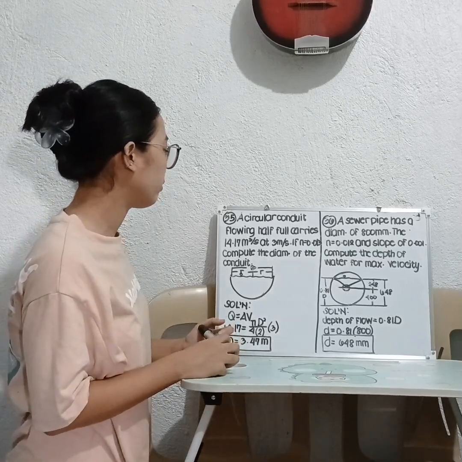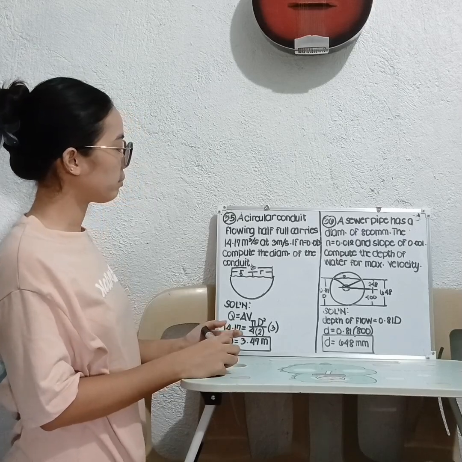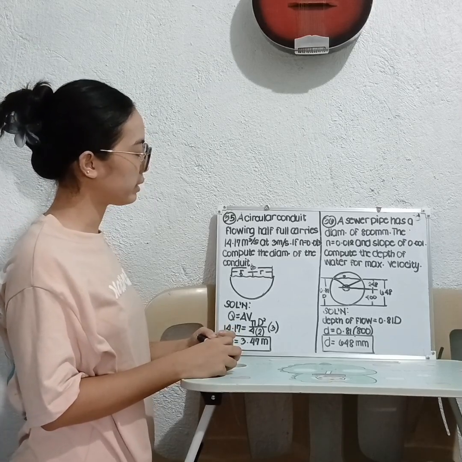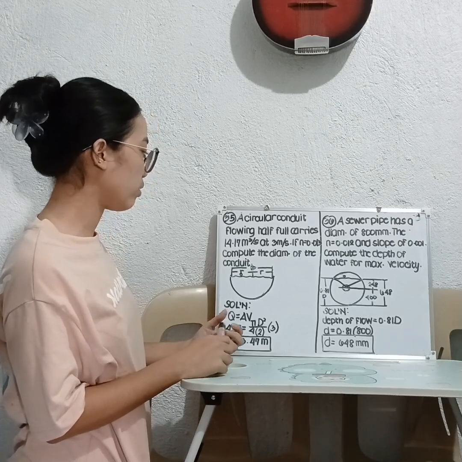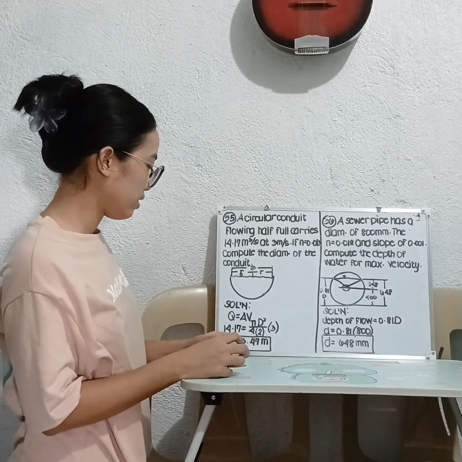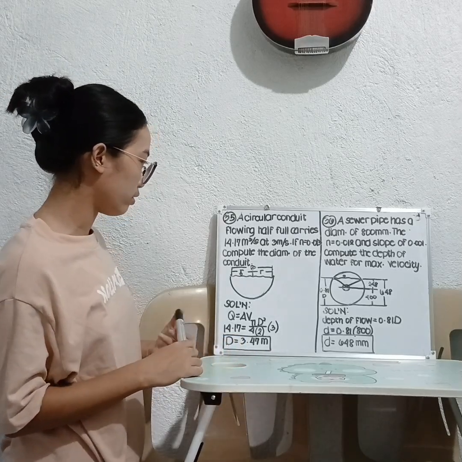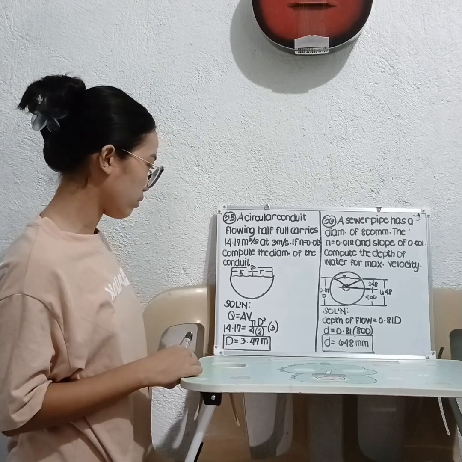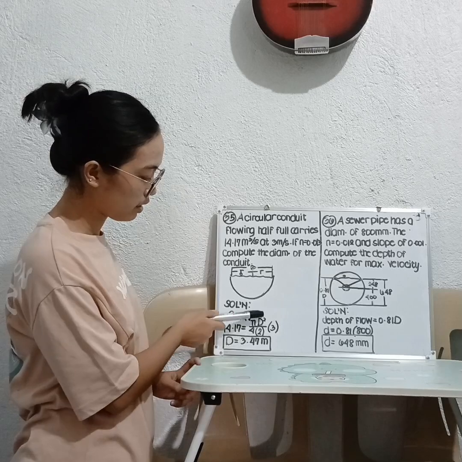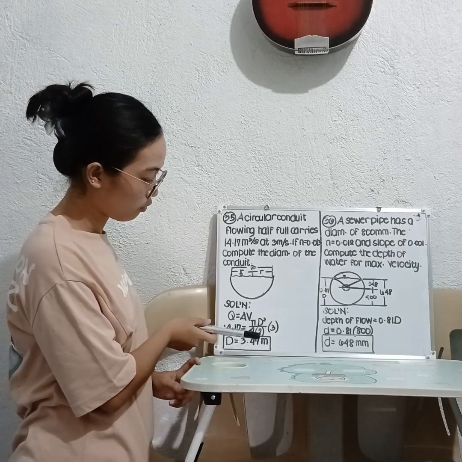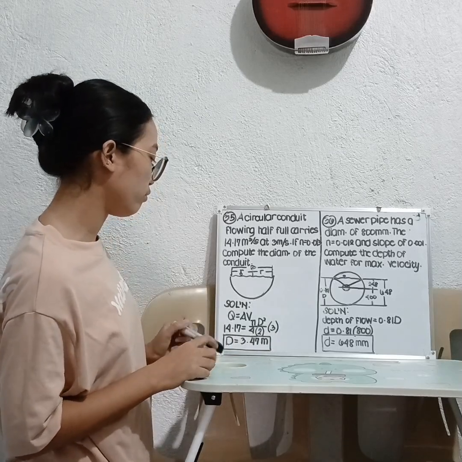A circular conduit flowing half full carries 14.17 cubic meters per second at 3 meters per second. If the roughness coefficient is 0.013, compute the diameter of the conduit. We have Q equals area times the velocity. Our flow rate is 14.17 equals π/4 times d squared over 4 times 2 times 3. So we have a diameter of 3.47 meters.